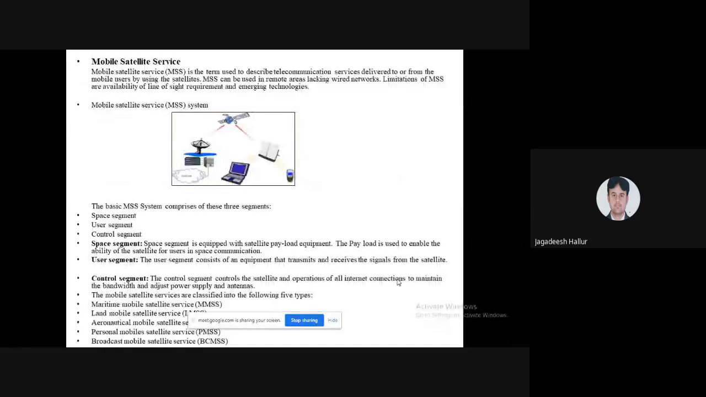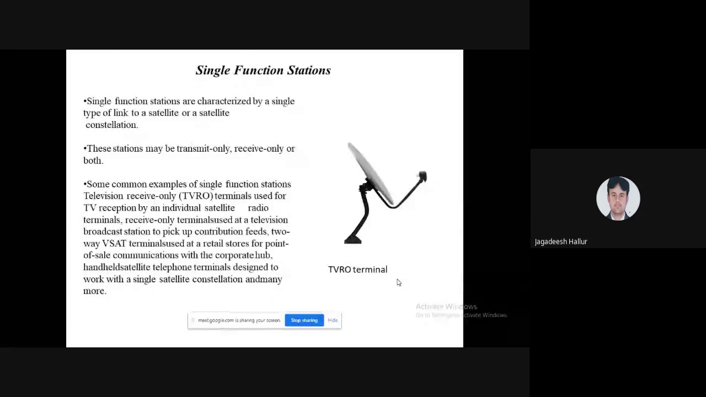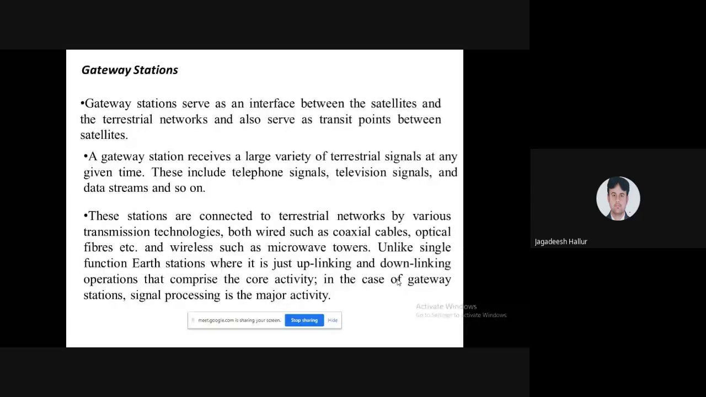And in mobile satellite services, we have seen different types of mobile services we are using. One is maritime, land mobile, aeronautic, personal, and broadcast. With those different types, we have seen single function, that is only your TV cable, that is your single stage function. Gateway station, that will be connected from one country to another country, that is gateway.